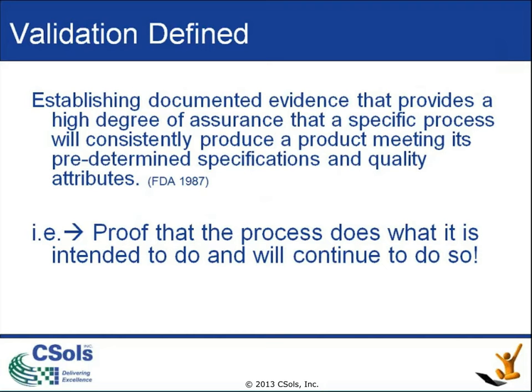So let's start off with the good old definition of validation. Establishing documented evidence that provides a high degree of assurance that a specific process will consistently produce a product meeting its predetermined specifications and quality attributes. That's the good old FDA 1987 definition. That is, it is to provide proof, that's the documented evidence, that the process does what it's intended to do. That's the predetermined specifications, and that it will continue to do so. So it will consistently produce a product meeting its predetermined specs and quality attributes. That's really all there is to it. Give me proof that this thing does what it's supposed to do. And that, of course, leads to the importance of knowing what the system's supposed to do, so often overlooked.